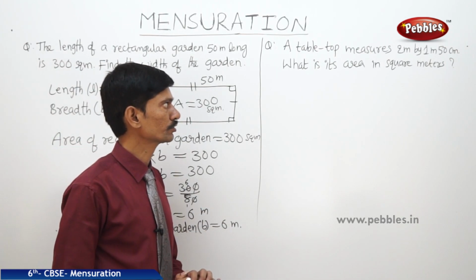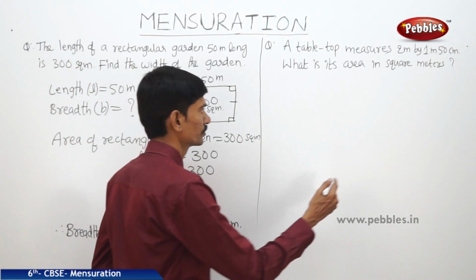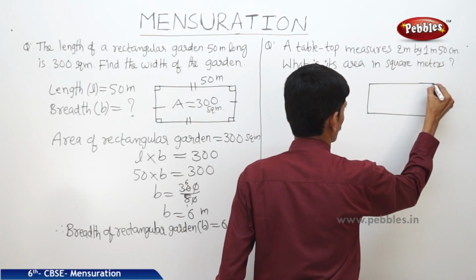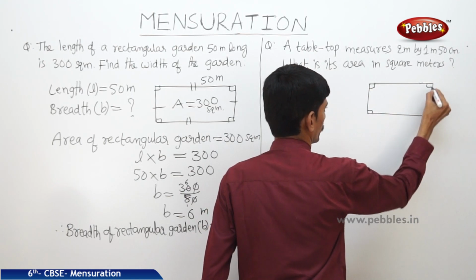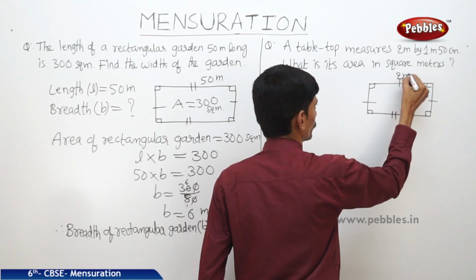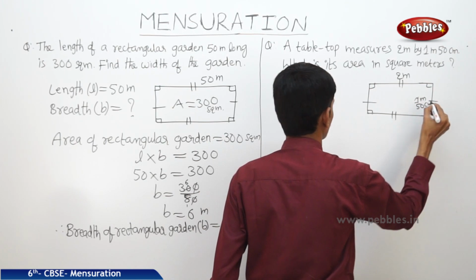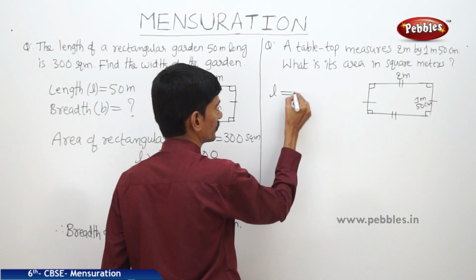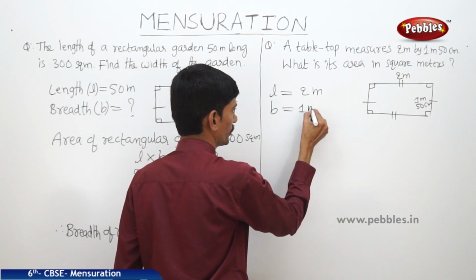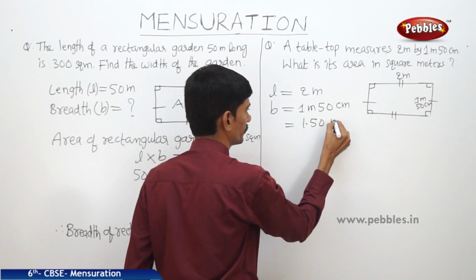A tabletop measures 2 meters by 1 meter 50 centimeters. So what is its area in square meters? So there is a tabletop in the shape of a rectangle, and length is 2 meters, breadth is 1 meter 50 centimeters. So L equals 2 meters, breadth B equals 1 meter 50 centimeters. So this equals 1.50 meters.